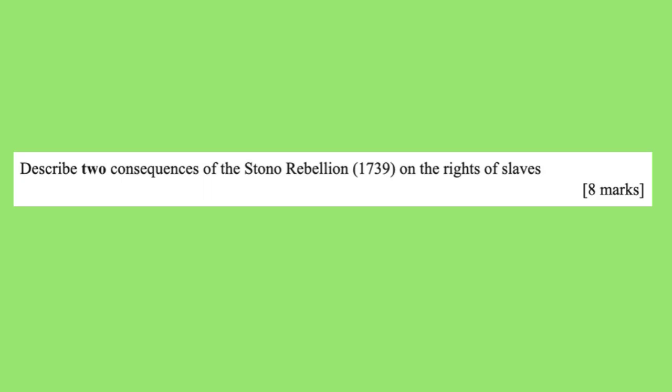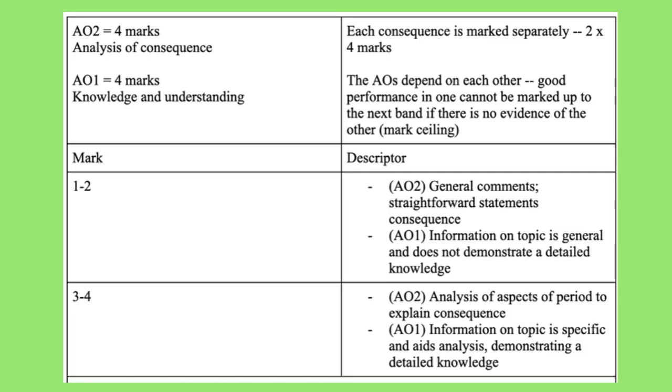Describe 2 consequences of the Stonor Rebellion of 1739 on the rights of slaves. 8 marks. This is the mark scheme for this question, which you can find out about in more detail in the overview video. But we do know that 4 marks are available for AO2, which is your analysis of consequence. So essentially, what happened as a result of the event, and why was it significant?